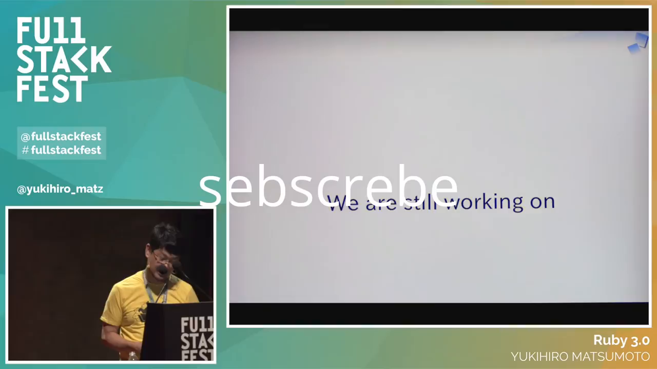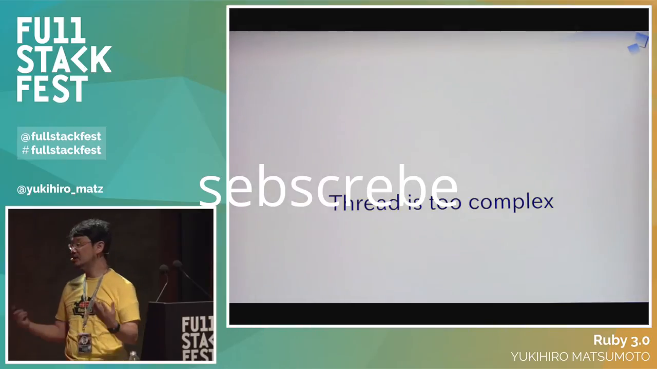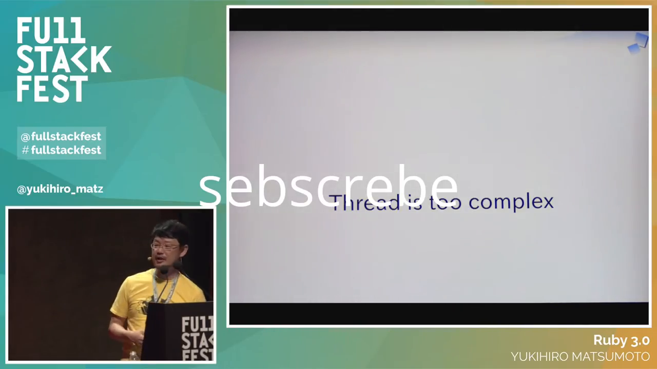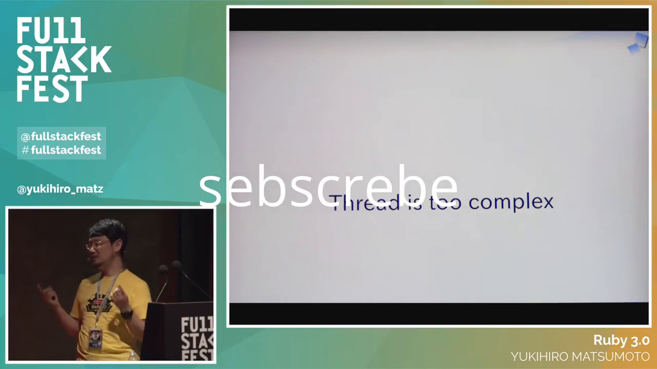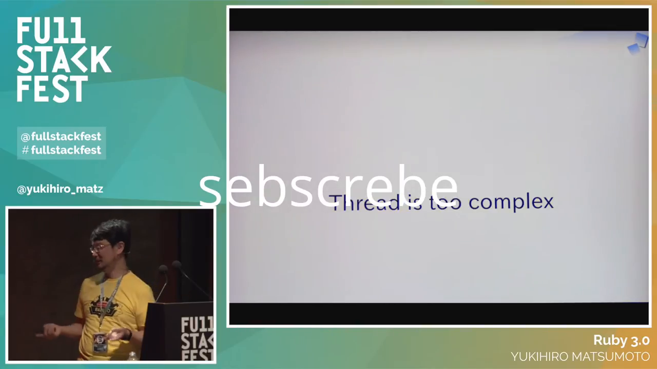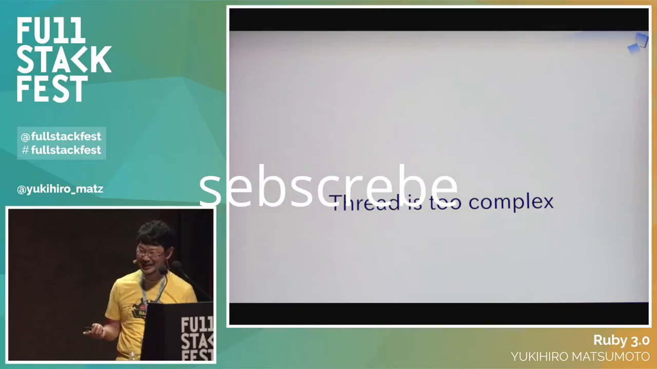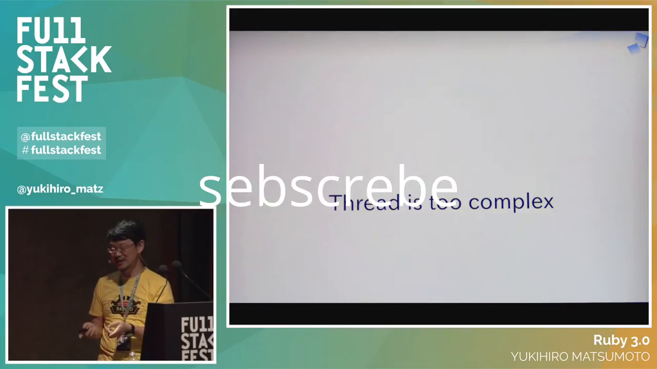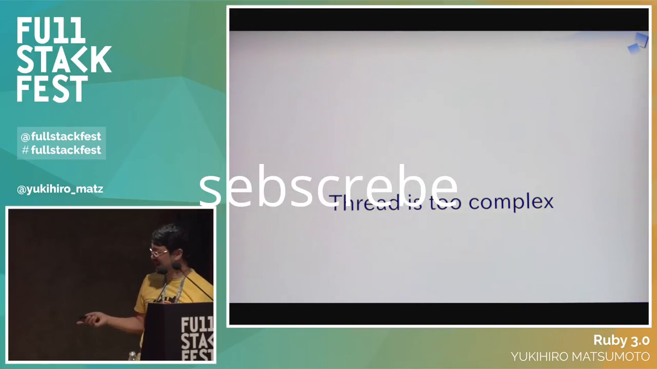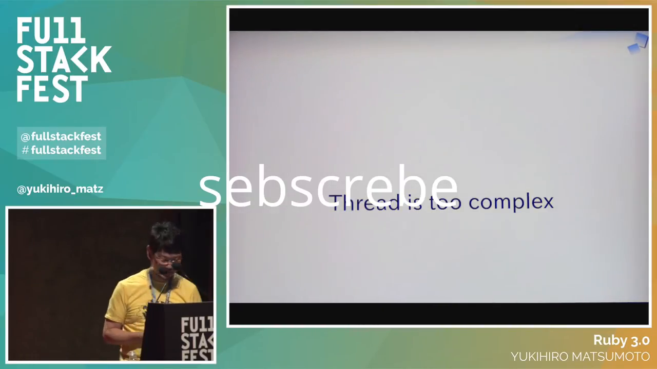Concurrency is hard. Thread safety is very, very difficult. Threads are too complex. Concurrency itself, in nature, is very complex. So remember, this conference started 30 minutes late. But we had a concurrency problem at the reception desk. You know that? We had long lines of queue, and we had resource sharing, deadlocks, everything. Concurrency is hard in nature.